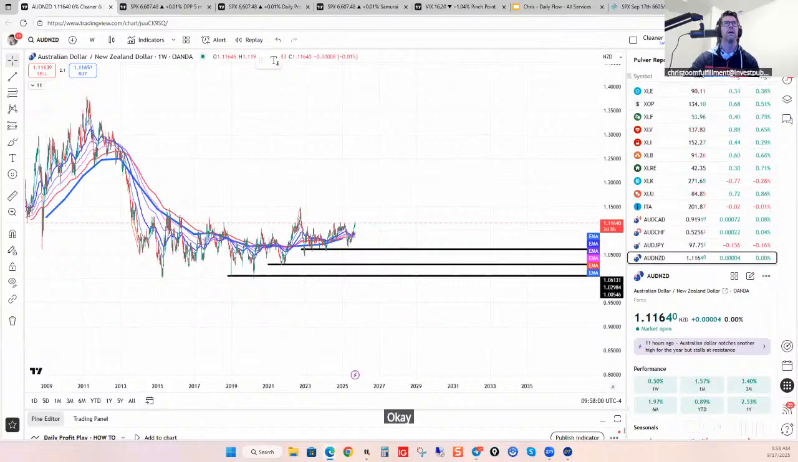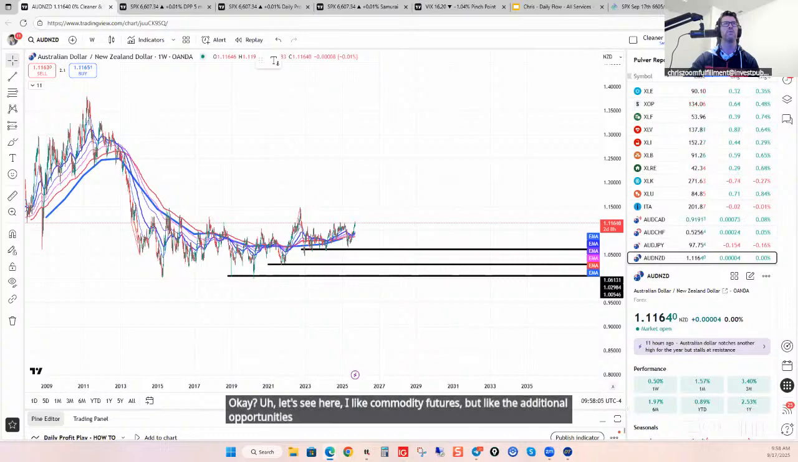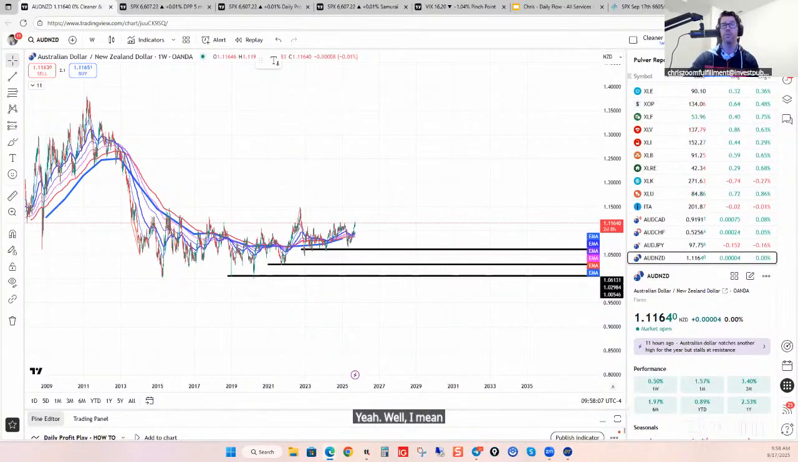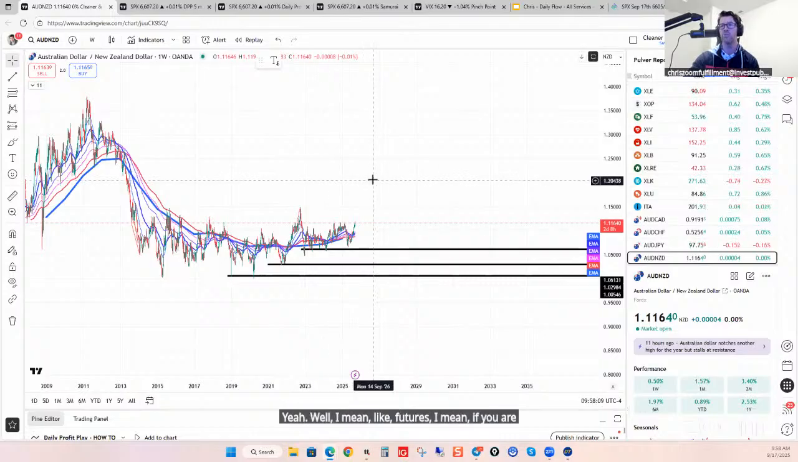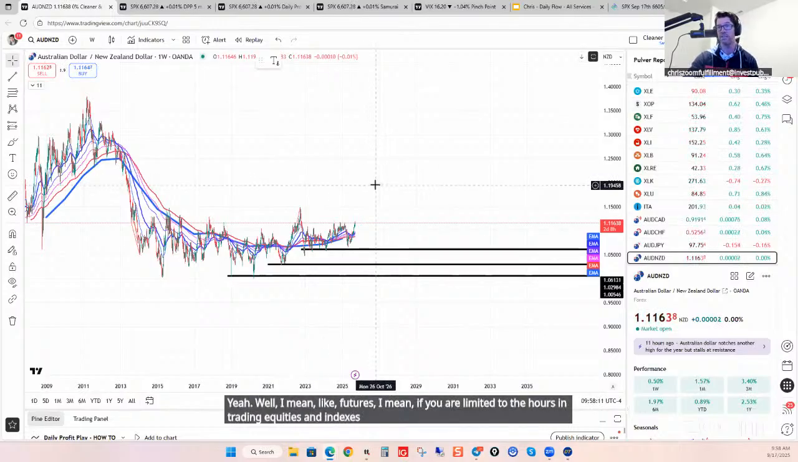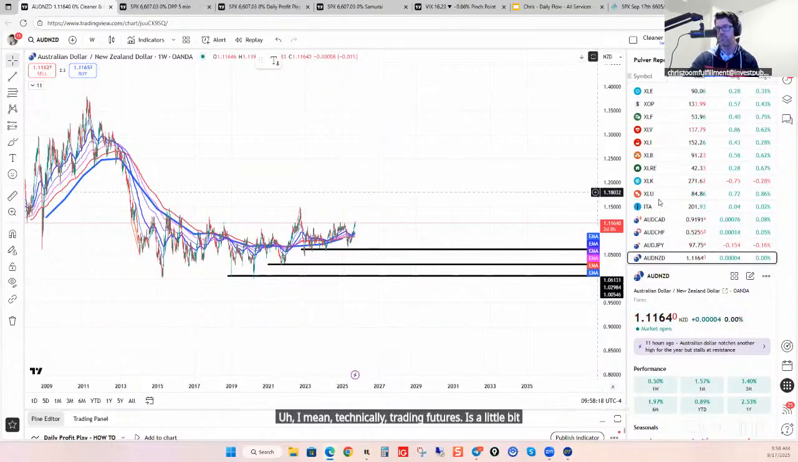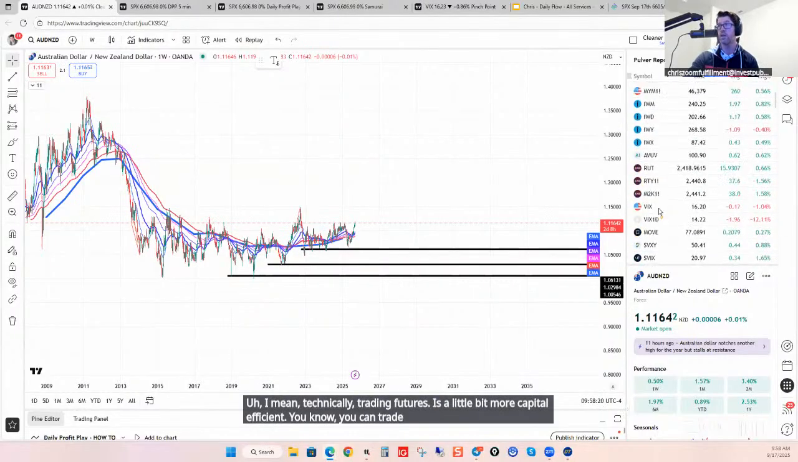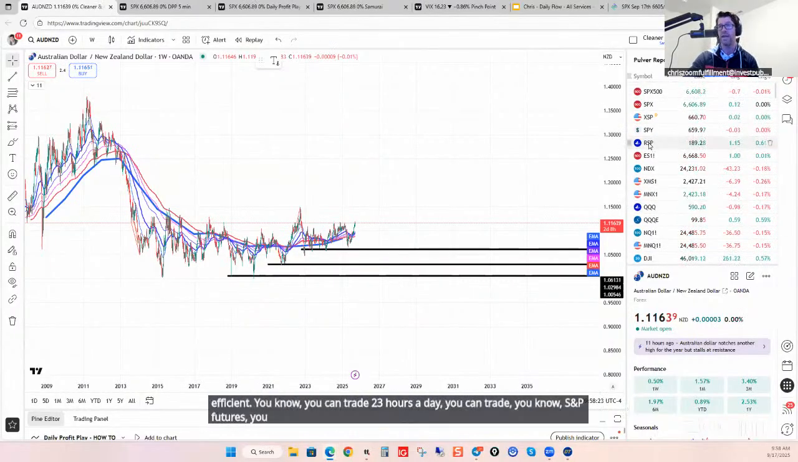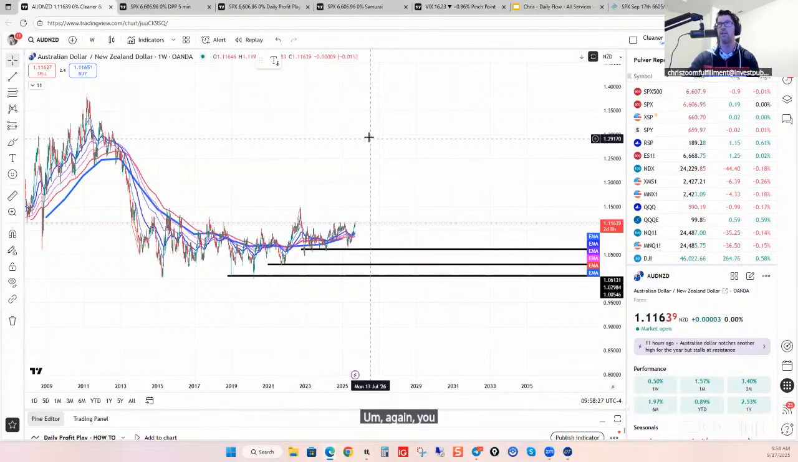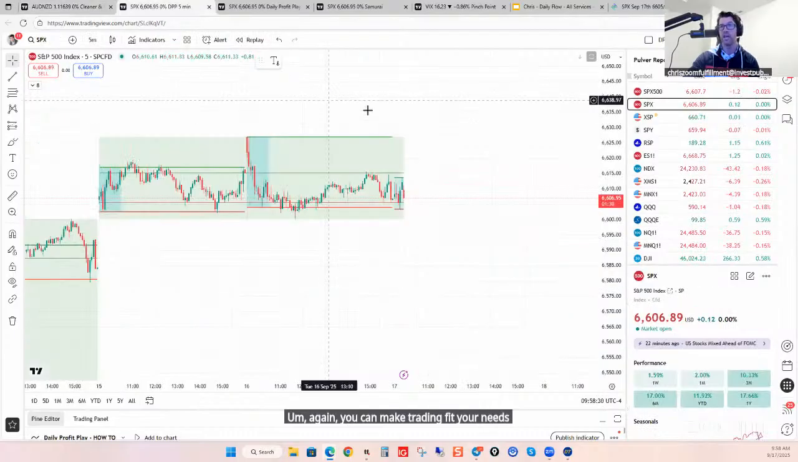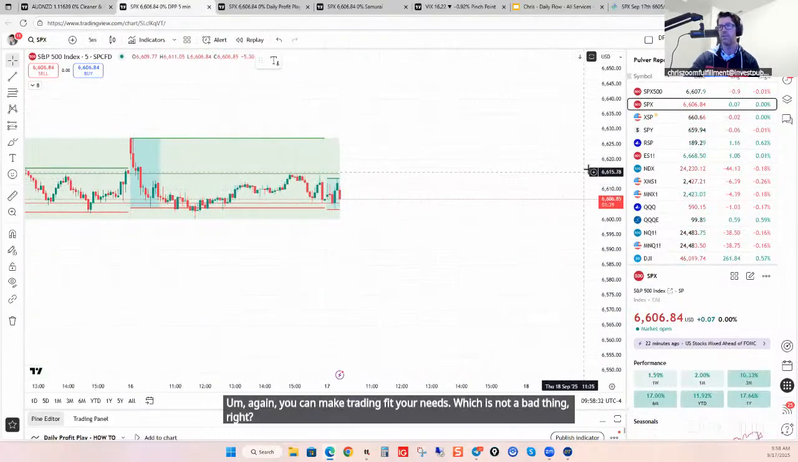Let's see here. I like commodity futures, but like the additional opportunities in equities, limited hours. Yeah. Well, I mean, like futures. If you are limited to the hours in trading equities and indexes, you can trade index options. I still like to trade ES. I mean, technically, trading futures is a little bit more capital efficient. You can trade 23 hours a day. You can trade S&P futures. You can trade Nasdaq futures. Again, you can make trading fit your needs, which is not a bad thing at all.